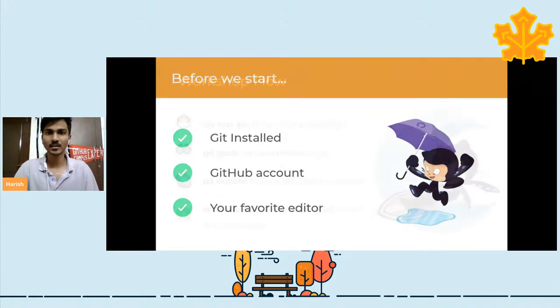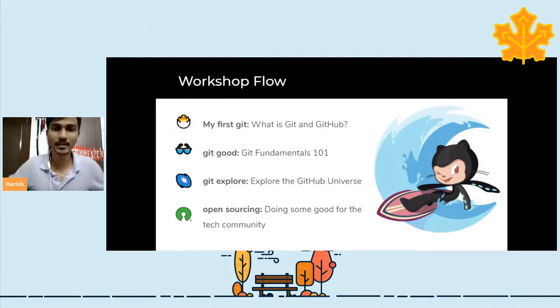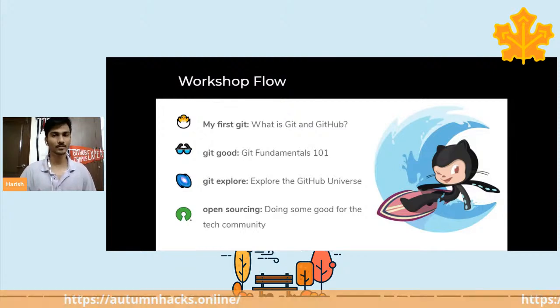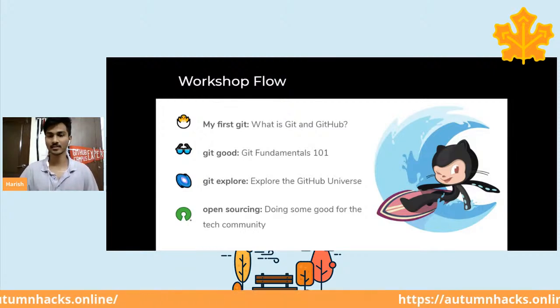So this is how the flow is going to be. First, we'll be talking about Git, like what exactly is Git and GitHub, and then some Git fundamentals 101, just enough so that you can get started with Git right away. And we'll be exploring more things on GitHub. GitHub has a plethora of things available, so definitely we'll be doing that. And also some open sourcing, like how exactly you could contribute. What are some other ways, not only coding, that you could contribute to open source? We'll be talking about that as well.